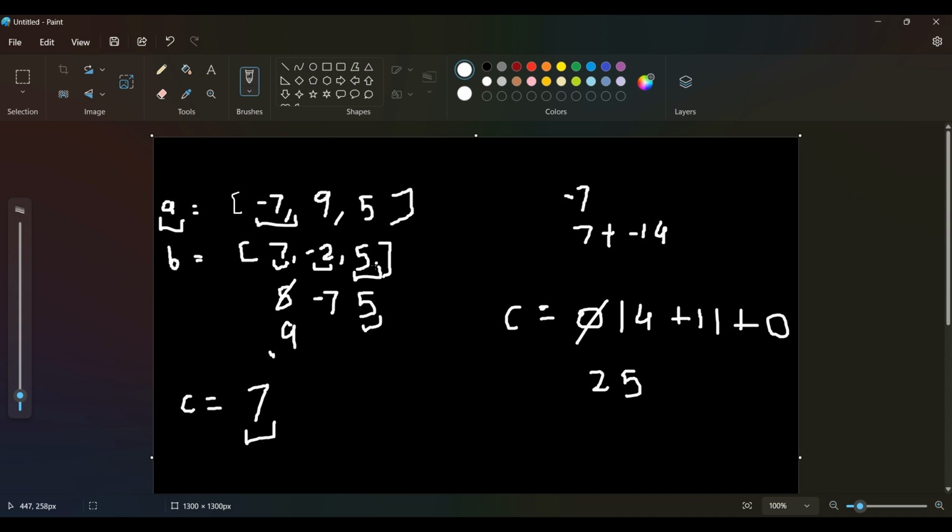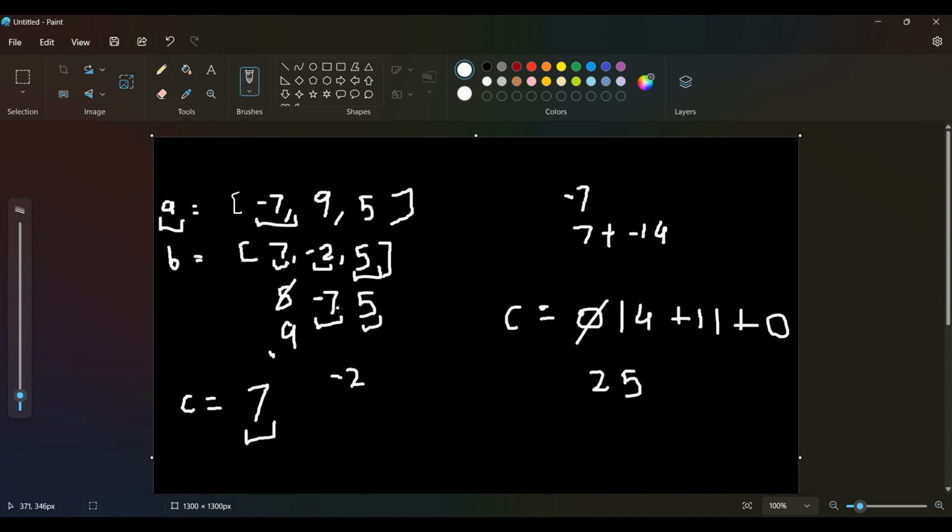So for 5 I have to take 5 only, and for 7 I have to take 9 only. Do you realize one pattern here? For minus 2, minus 2 is the lowest element in this whole entire array B, and here minus 7 is also the least element in the entire array A.